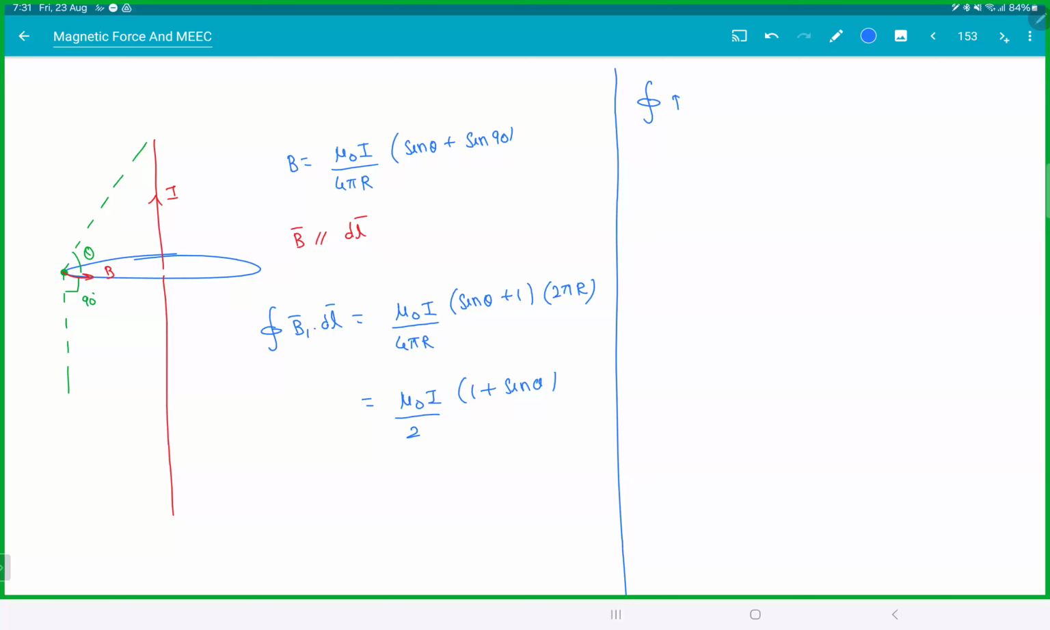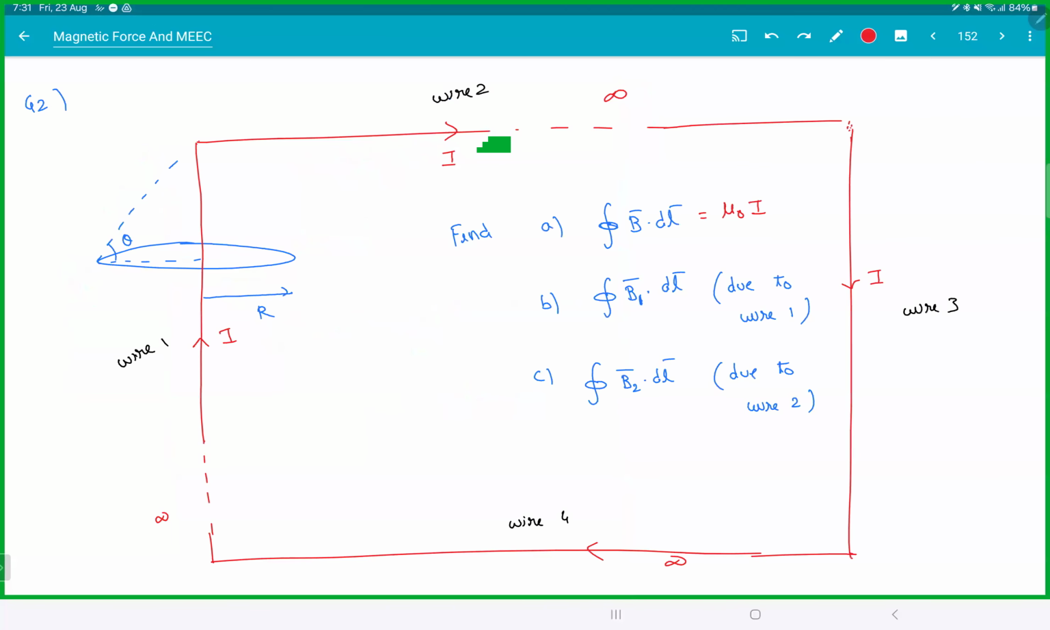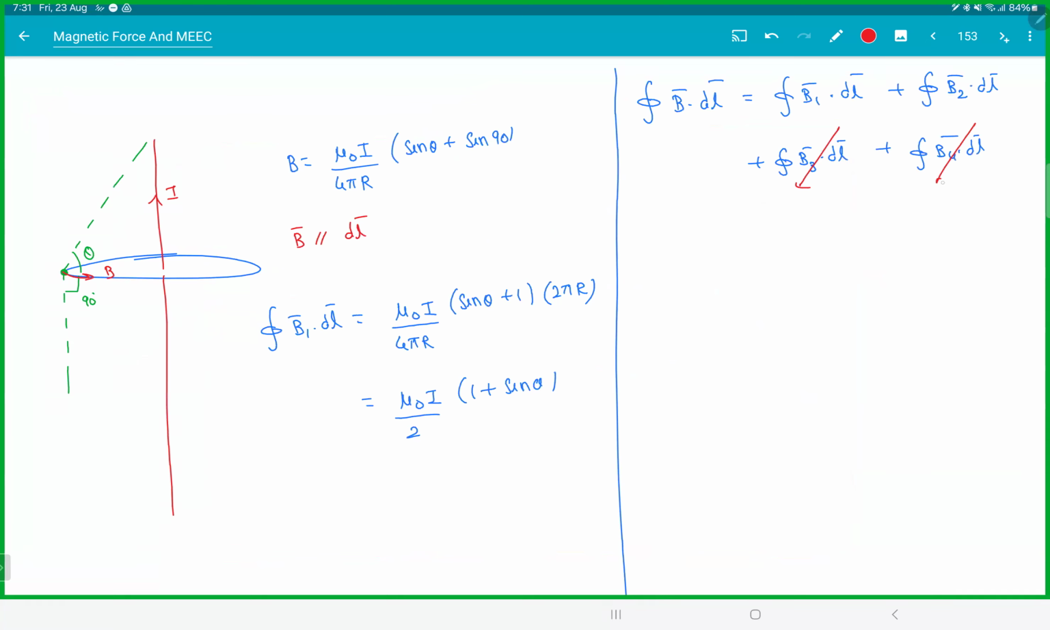Now, when we did Ampere's law for all of them, integral B dot dl, this was integral B1 dot dl, integral B2 dot dl. So the summation of all 4 wires is that Ampere's law, integral B3 dot dl, integral B4 dot dl. This was mu naught I. Now, if you look at it, wire 3 and wire 4 are at infinite distance. This is infinity, this is infinity. So they don't contribute anything here. So this and this are 0 since the wires are at infinity.